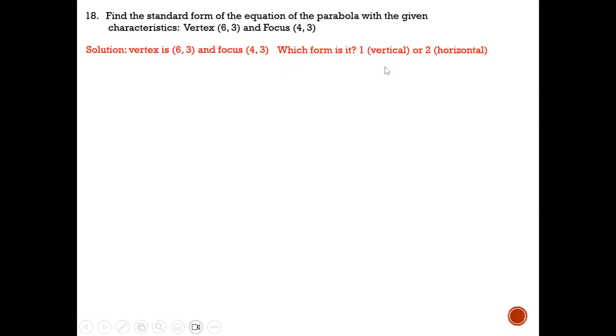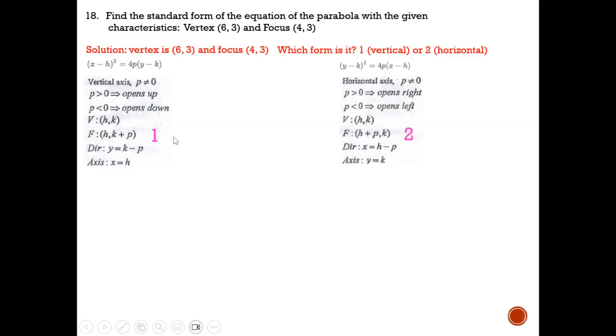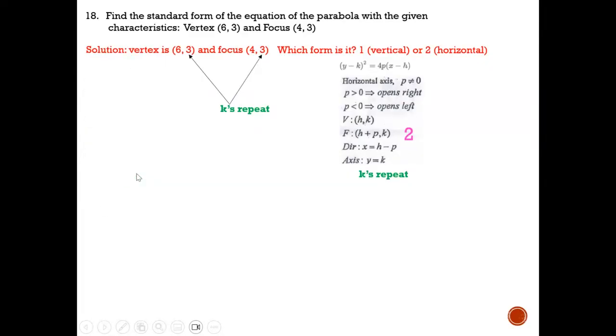Which form is it? Is it vertical or horizontal? I call this 1 to make it short, and horizontal will be 2. Which one is it? 1 or 2? How can we find out? Because this is your first step, guys, knowing which one we're going to use. If you notice here, guys, the H is repeated. And in number 2, guys, the K is repeated. The K's are like the Y's, and the H's are like the X's. Right? K is repeated, so it's going to be number 2.